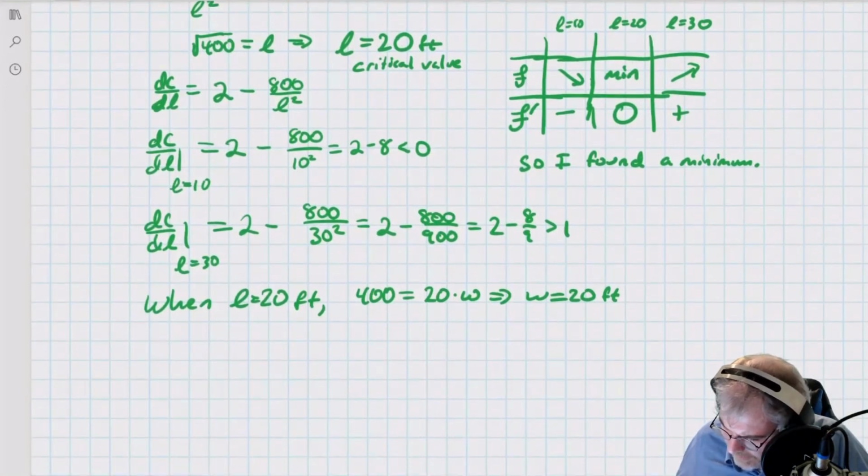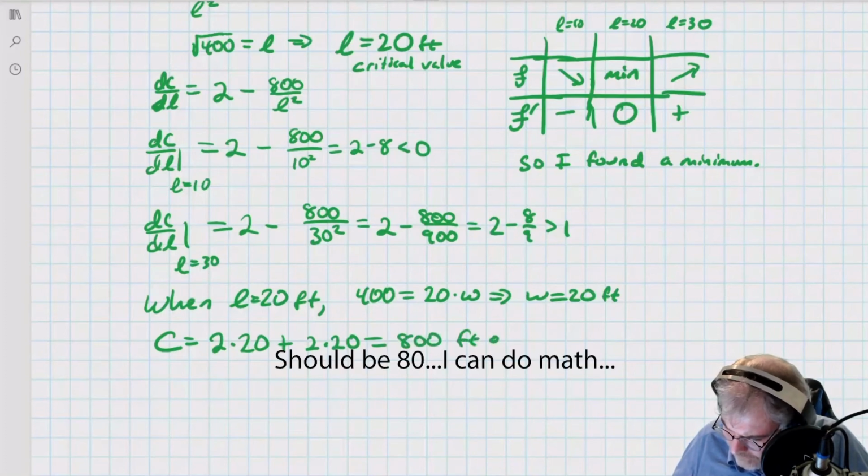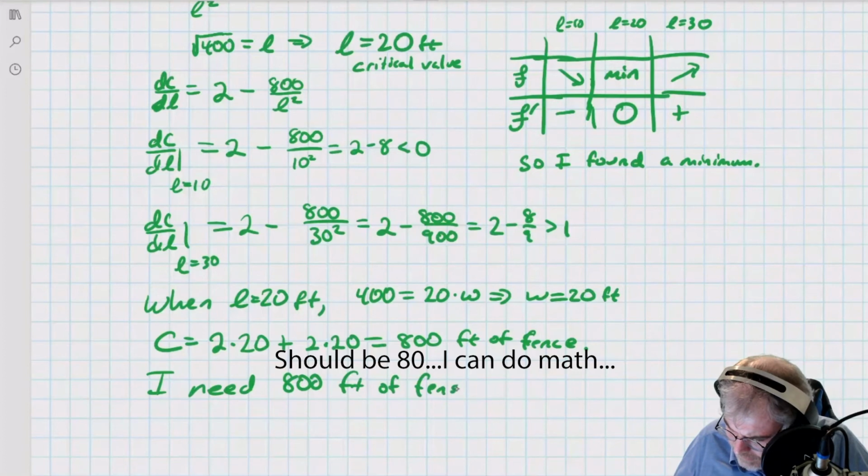Okay, and then so what I have is that the cost equals 2 times 20 plus 2 times 20, which equals 800 feet of fence. Okay, so I need 800 feet of fence to build a 400 square foot area.